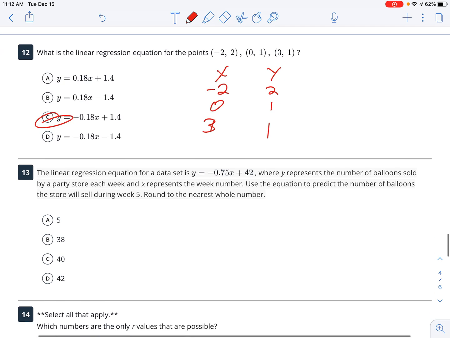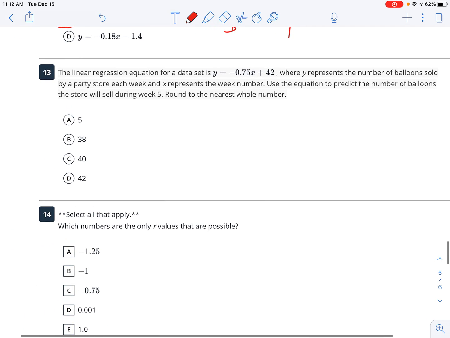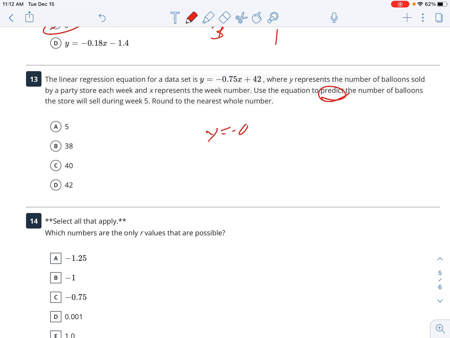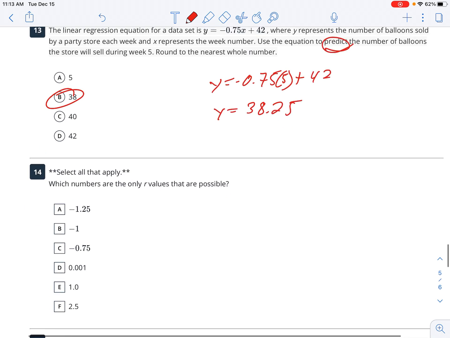And then as I keep going through here, we want to do, again, the keyword of a prediction. Plug in the x that's given to you into the equation, which in this case is for week 5. So negative 0.75 times 5 plus 42. What I get is 38.25, which the closest one is then 38.